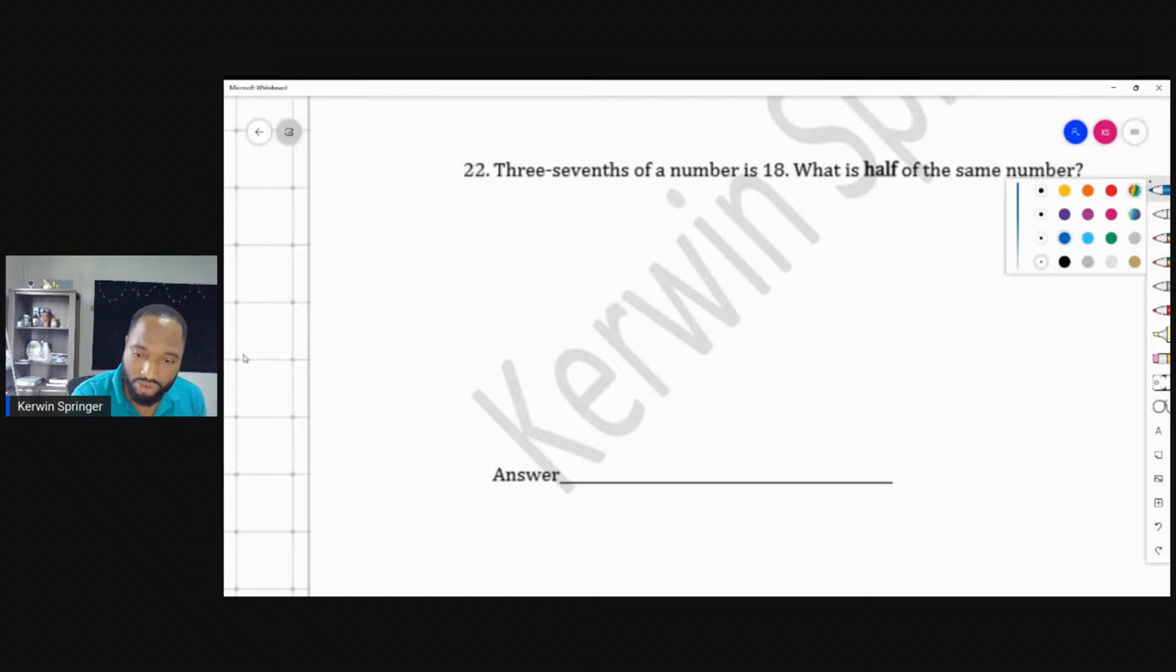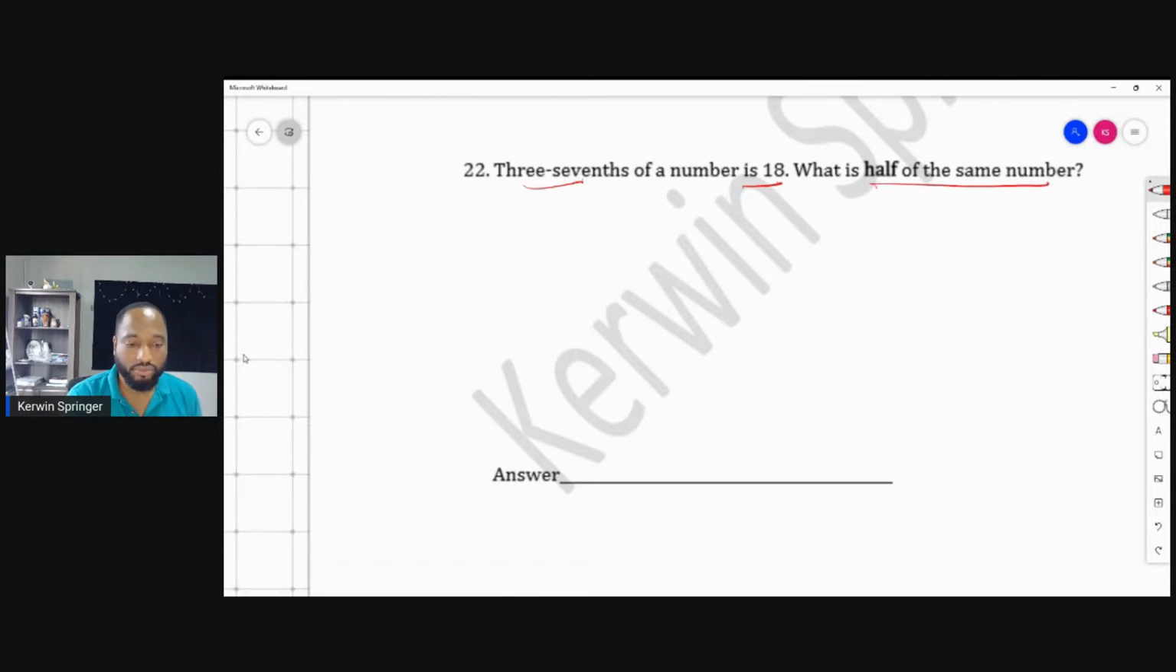So, 3/7 of a number is 18. What is half of the same number? So 3/7 of some number is equal to 18. We need to find the number, and then get half of it.